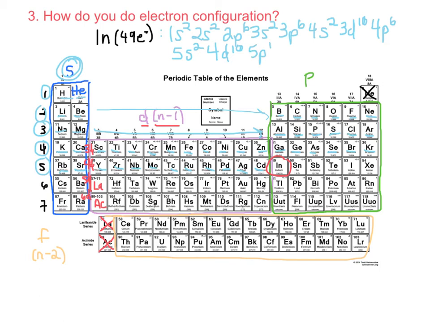Now, when you get this far in, I like to make sure that my electrons add up to the number they're supposed to. So they're supposed to add up to 49. So 2 plus 2 is 4. Plus 6 is 10, plus 2 is 12, plus 6 is 18, plus 2 is 20, plus 10 is 30, plus 6 is 36, plus 2 is 38, plus 10 is 48, plus 1 is 49. So it indeed adds up to 49.